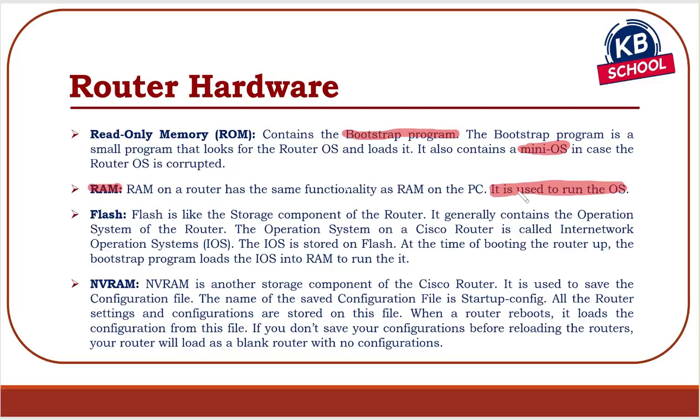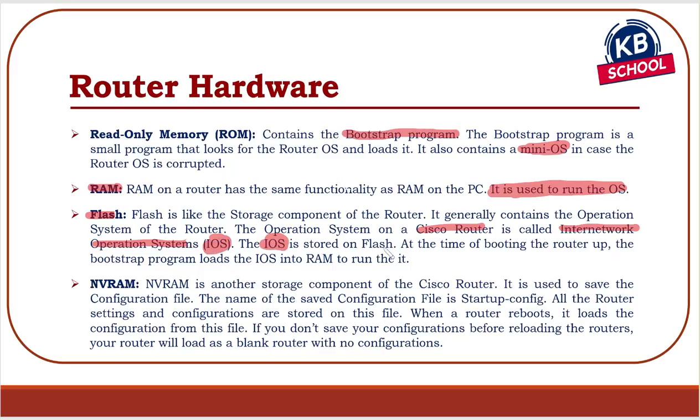So that is the work area, just like you have on a PC. This is very similar to a PC. Now, flash. What does flash contain? Flash is the location of the operating system. What is the name of the operating system on a Cisco router? It's called the Inter-Network Operating System, or popularly known as the iOS.